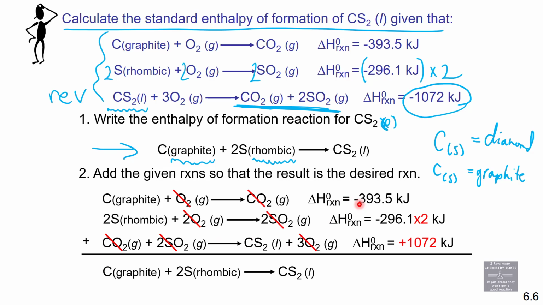Whoop, whoop. And all I need to do now is sum up these delta H's. So negative 393.5 plus 2 times negative 296.1 plus 1072. And I get an enthalpy of this reaction of positive 86.3. Oh, I'm so tongue-tied. 86.3 kilojoules. Whew. Hess's law is not the worst thing. We will certainly do harder things. Be good at Hess's law. I got faith in you.